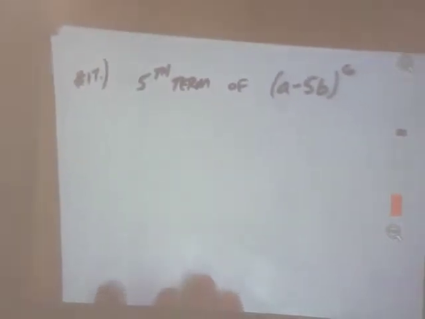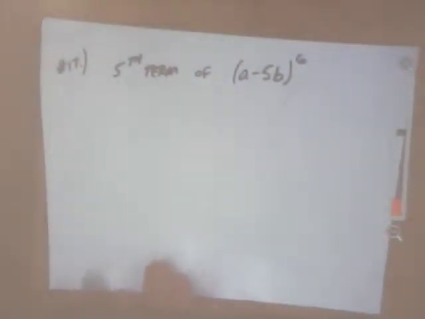All right, 17. They want the fifth term of a minus 5b to the 6th power. What was my advice here? Yeah, I'm doing the pyramid thing. You're doing the pyramid thing here. Let's go ahead and do the pyramid.